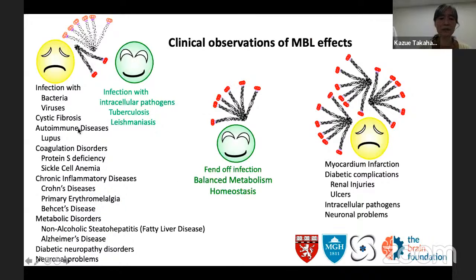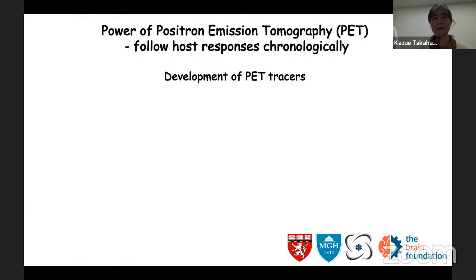When I started, I showed you earlier, we had only a few clinical observations, but now the list has been expanding, including autoimmune diseases, Crohn's disease, and some neuronal problems. Also, when we started, only deficiency was a big deal, but now we know too much is not really good either.